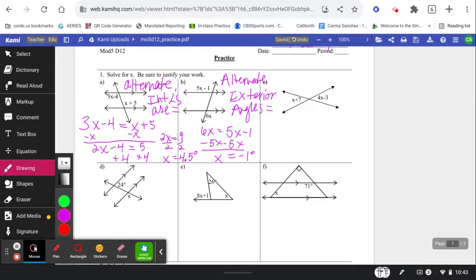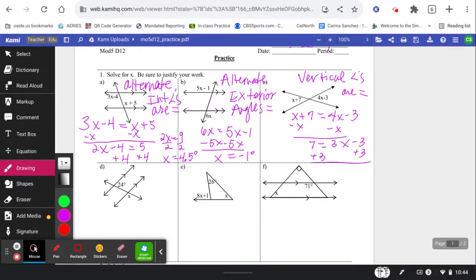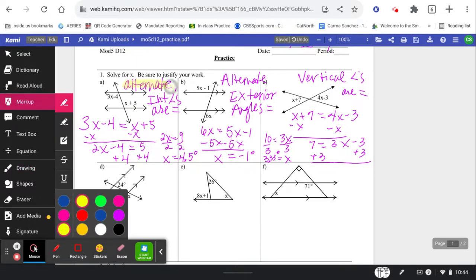Okay, next one. Do you know that relationship? You got it. Those are vertical angles are equal. So x plus 7 is equal to 4x minus 3. So if we minus the x's from both sides, and then plus the 3 to both sides, we're getting 10 is equal to 3x. So divide by 3. So you can leave it as 10/3 degrees, or you can divide 3 into there and get 3.333333 repeating degrees.